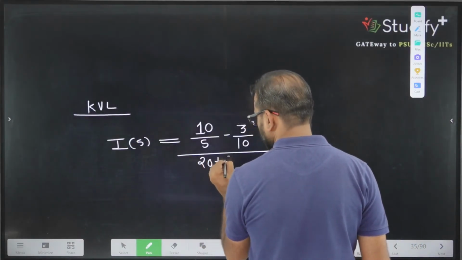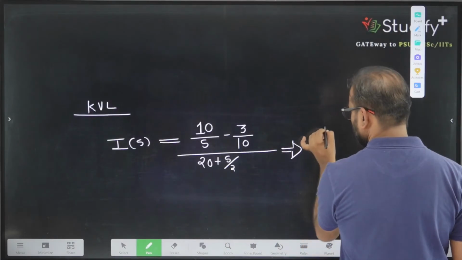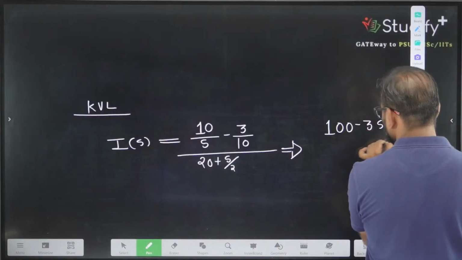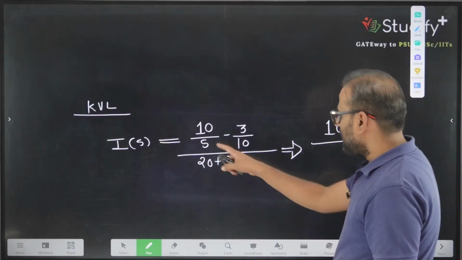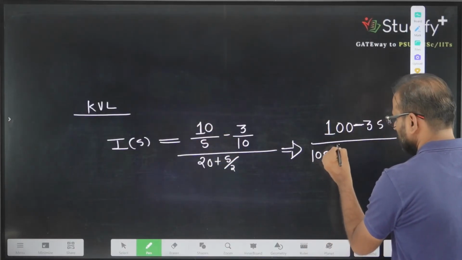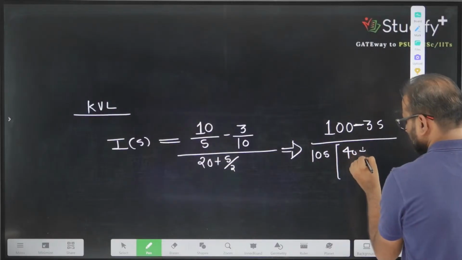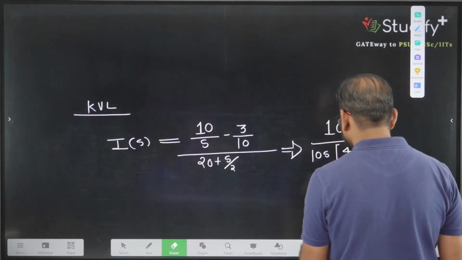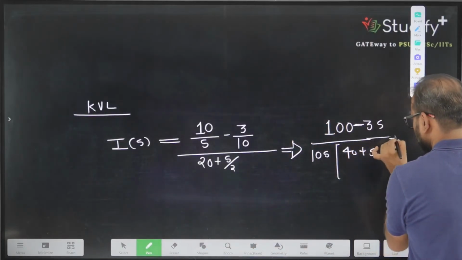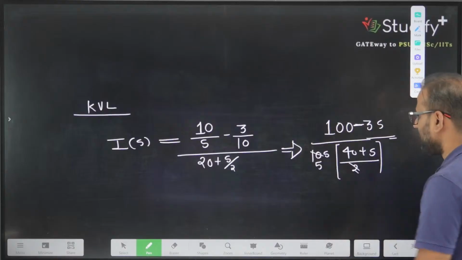20 plus S plus 2. And this value will be what? This value will be 100 minus 3S. And what is the denominator? The denominator is 10S. 10S is what? 40 plus S divided by 2. So if you divide it by 2, this 2 and this 10 are cancelled. So this value is 5.